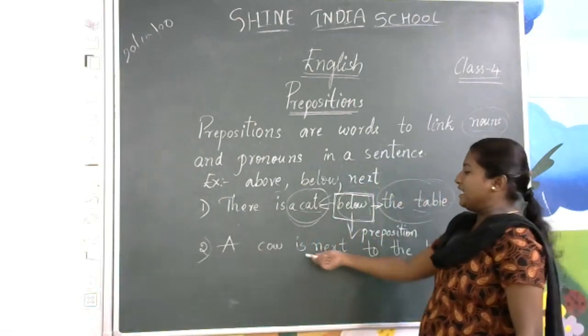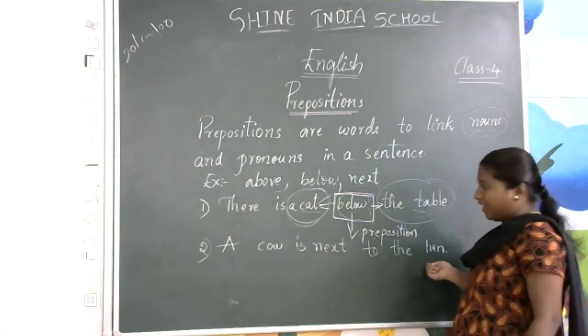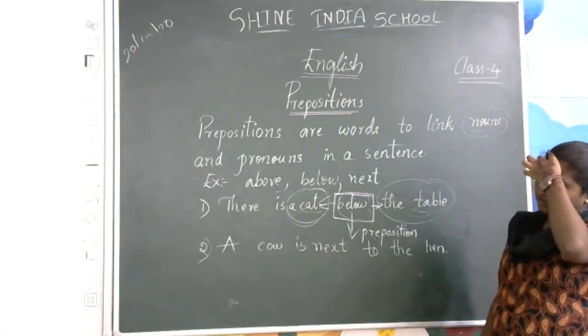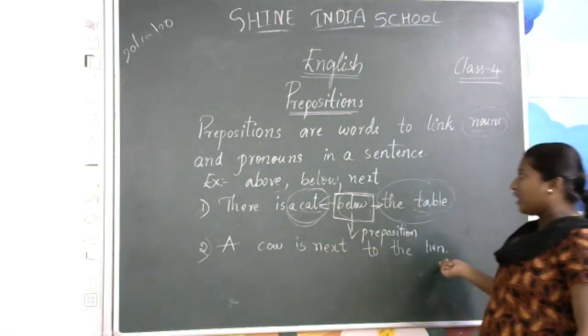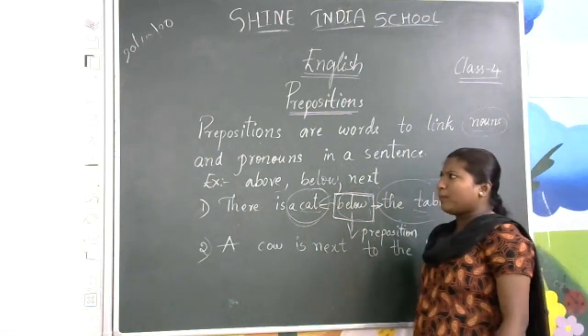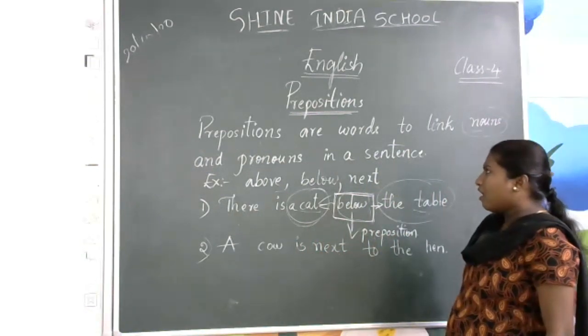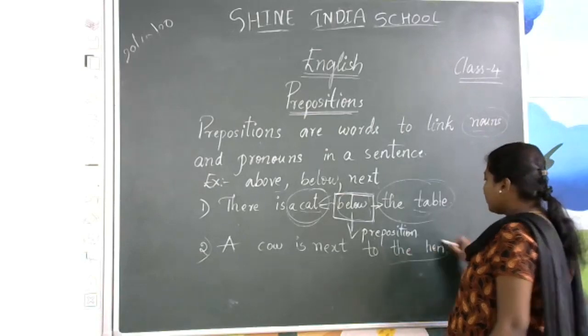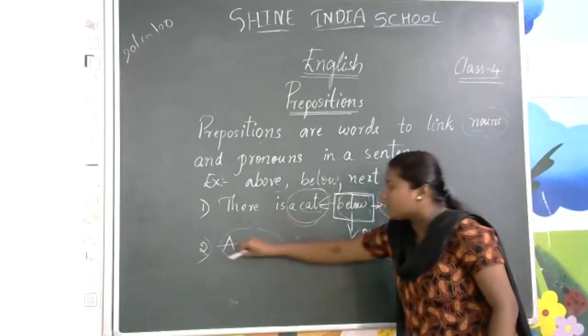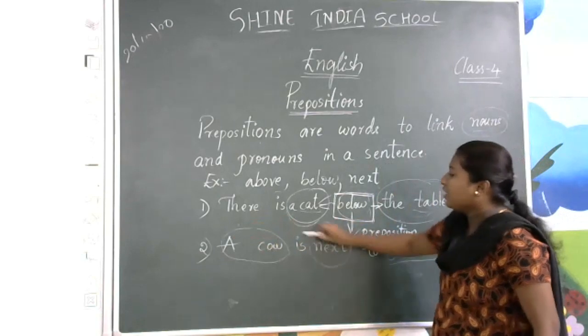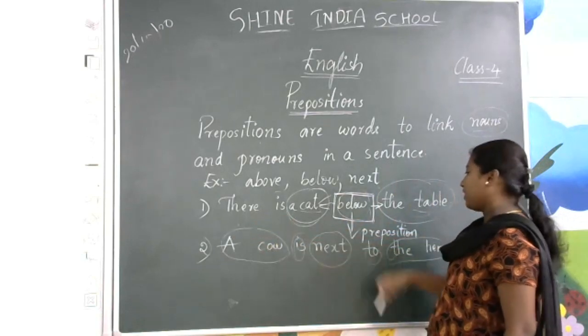A cow is next to the hen. A cow is next to the hen. So here, what is the preposition, children? It is connecting this noun as well as this noun with this verb. Is is a verb. To is a connecting word.